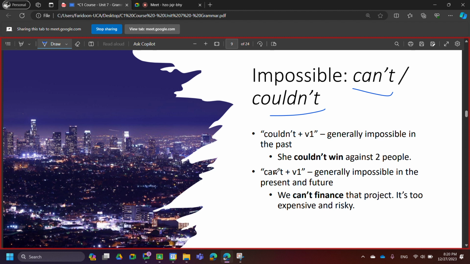Okay, what about can't then? You can use can't plus verb number one to mean generally impossible, but in the present and the future, not the past. Example: we can't finance that project. It's too expensive and risky, meaning that we cannot really support it. We cannot really fund that project. This one is impossible in the present, maybe.